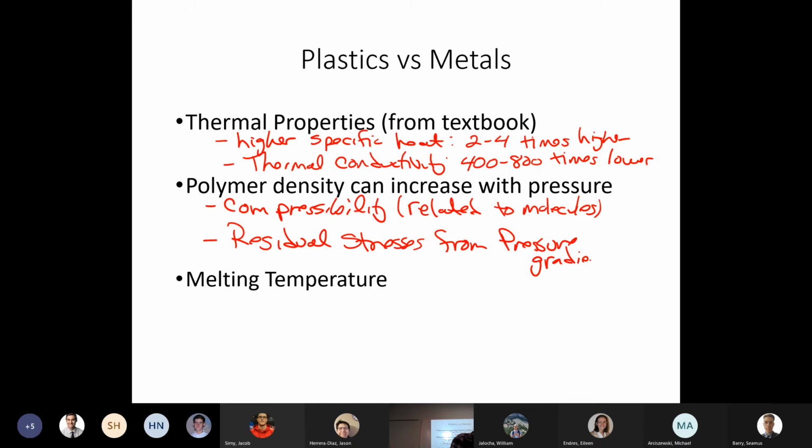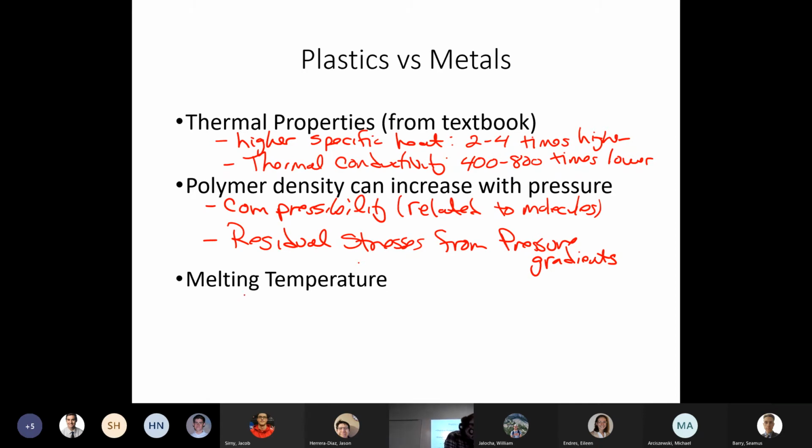We often think about residual stresses arising from temperature gradients. And in metals, most of our residual stresses come from temperature gradients and differences in thermal expansion and contraction. For polymers, we often see it's more pressure gradient. Again, our book talks about that a little bit. As long as we recognize that residual stresses can come from pressure gradients, the book does have a nice little explanation of this.